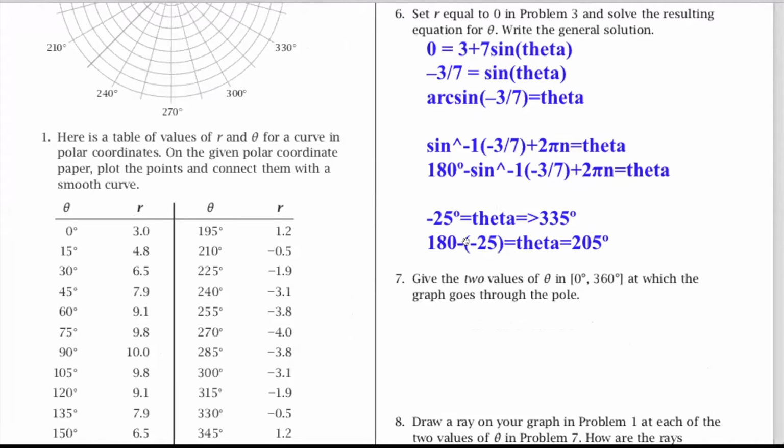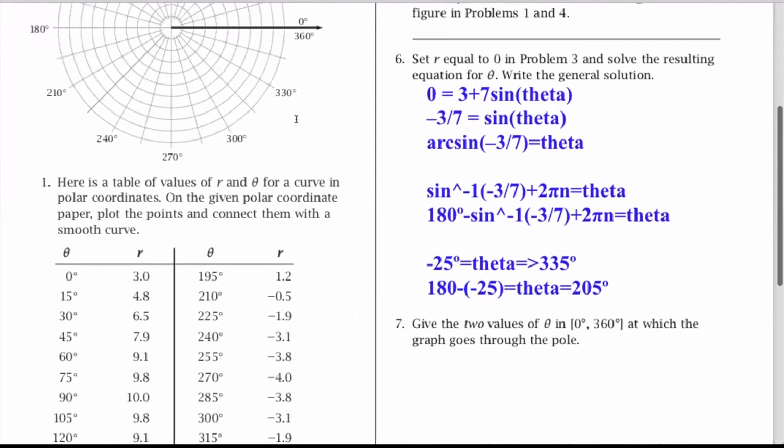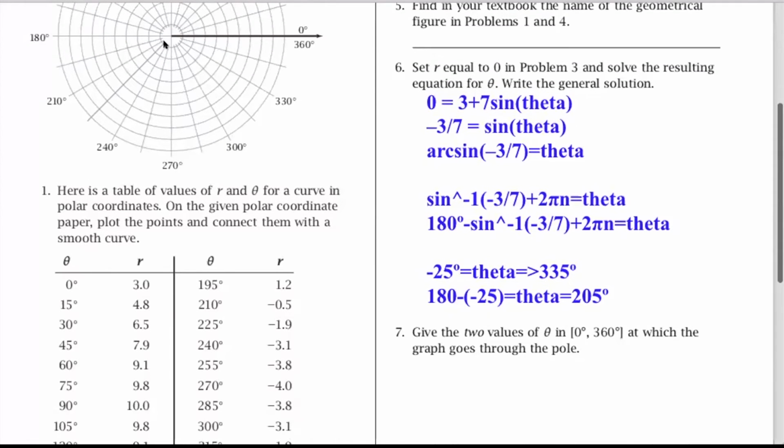But before we do that, 6 and 7 asked you specifically to find out which two values of theta give you a part of the graph that goes through the pole. Right? The pole is what we call the origin here. And the way you do that is you put in 0 for r and solve for theta. And this is that exercise.